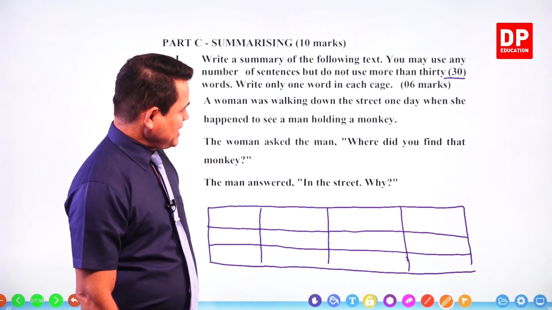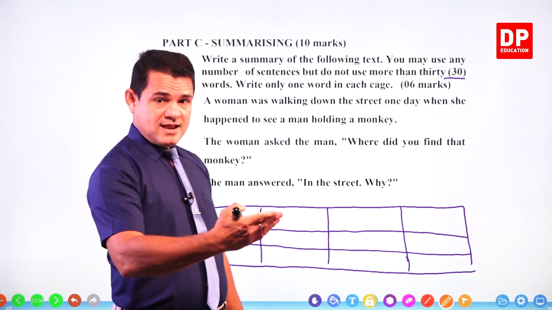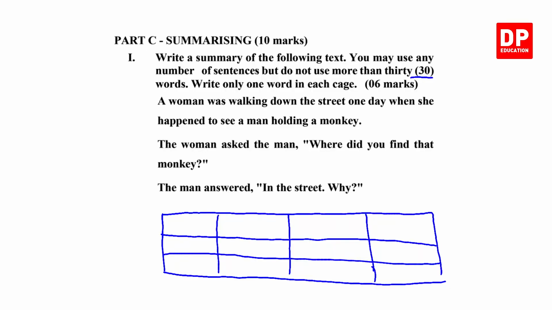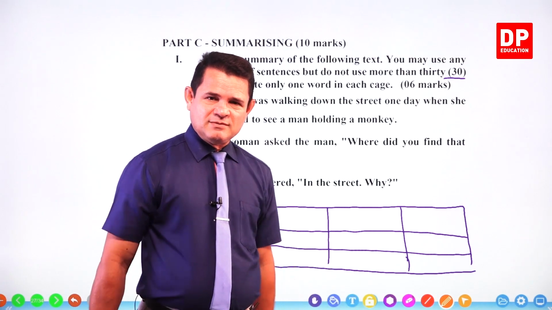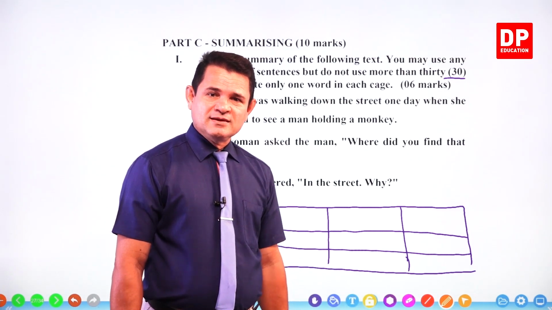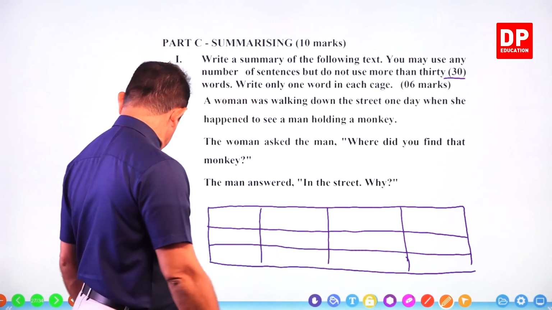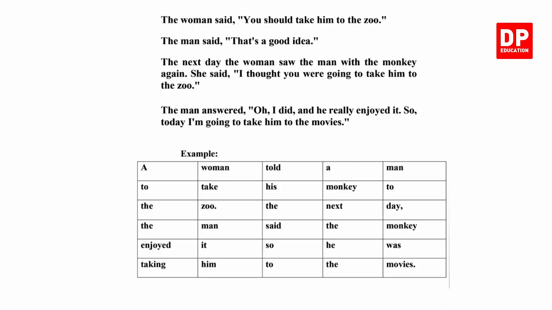The woman asked the man, where did you find that monkey? ඔයා කොහෙන්ද මේ monkey හොයාගත්තේ? The man answered, in the street. Why? මේ street එකේ මේ පාරේ තිබිලා. Then the woman said, you should take him to the zoo.